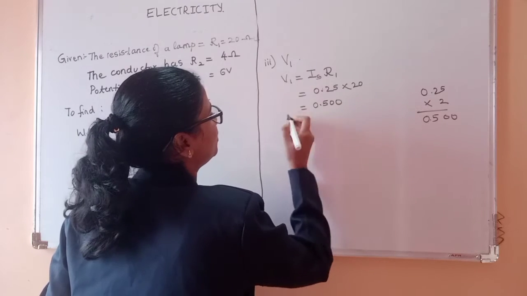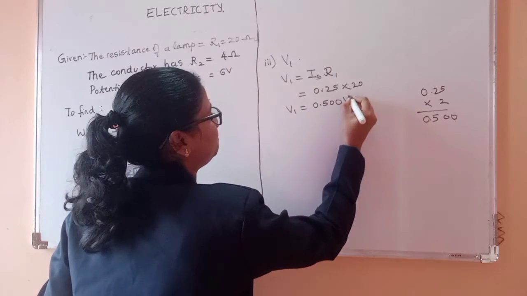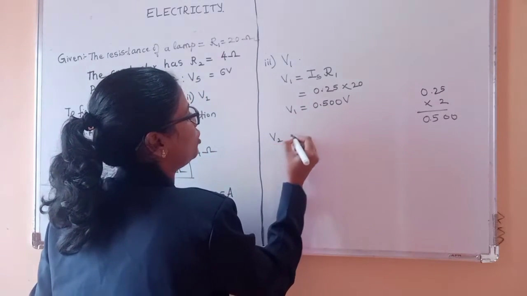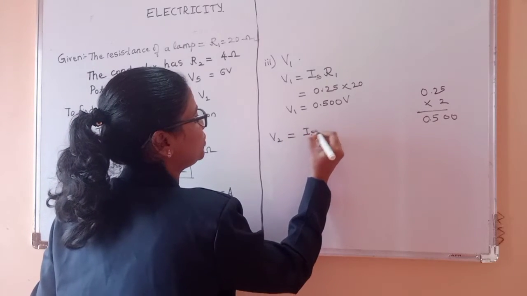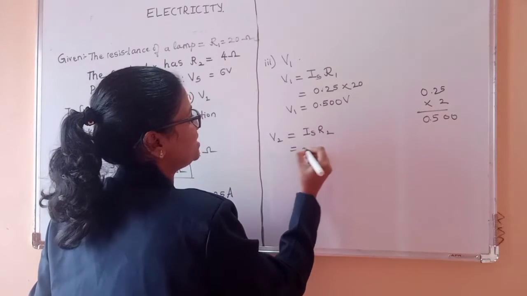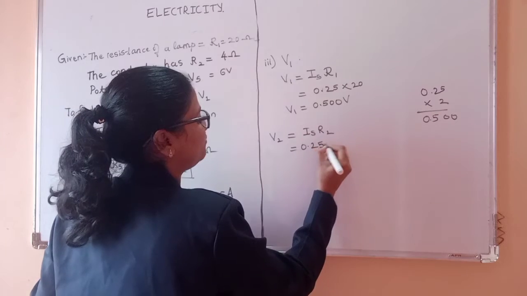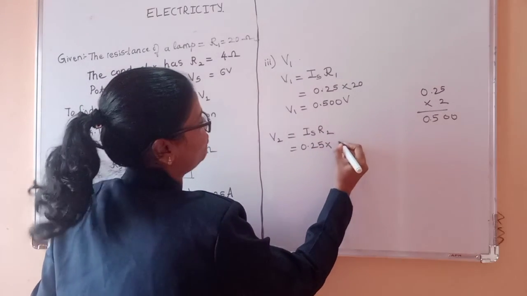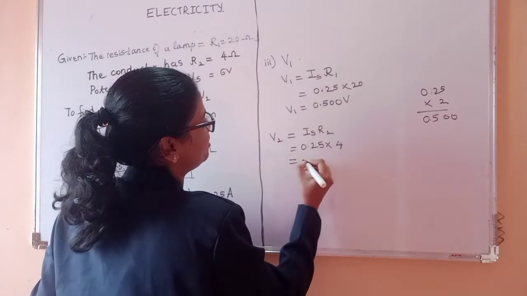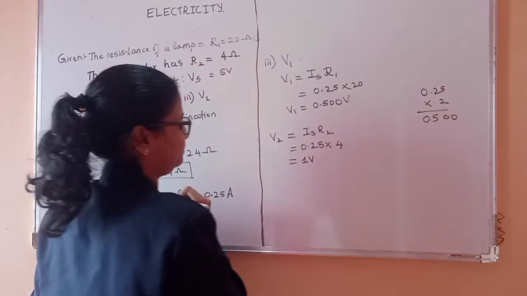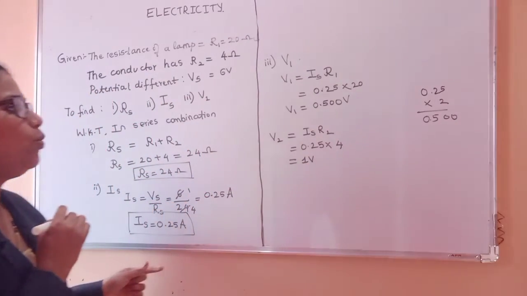Okay, so this is V1. V2, if you want to find, is IS into R2. So what is IS? 0.25. What is R2 here? It is 4. So when you calculate, it will come around 1 volt.